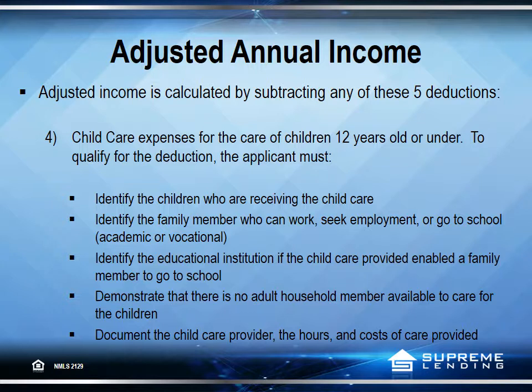To qualify for the deduction, the applicant must identify the children who are receiving the child care, identify the family member who can work, seek employment, or go to school that's academic or vocational, identify the educational institution if the child care provided enabled a family member to go to school, demonstrate that there is no adult household member available to care for the children, and document the child care provider, the hours, and the cost of care provided.